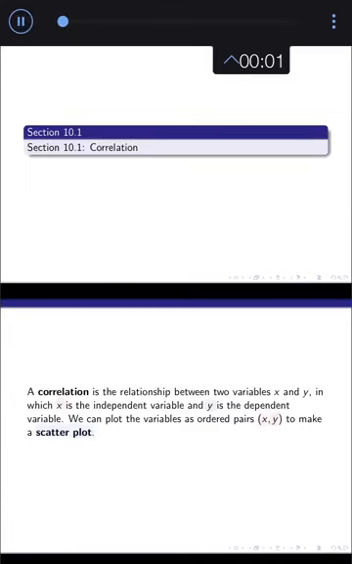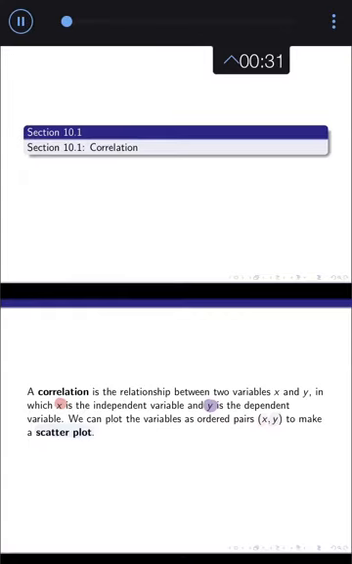In section 10.1, we'll look at what's called correlation. A correlation is the relationship between two variables, x and y, in which x is the independent variable and y is the dependent variable. What does that mean? That y is dependent on whatever you plugged in for x. So you've got x's and y's, which is what we're used to in math courses.